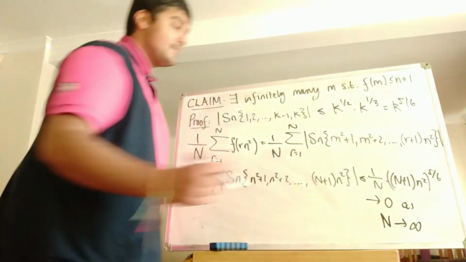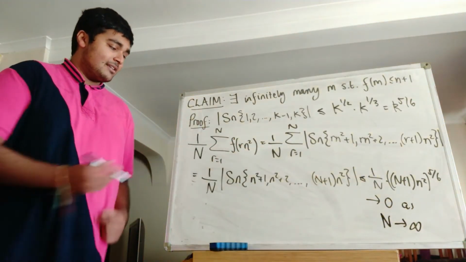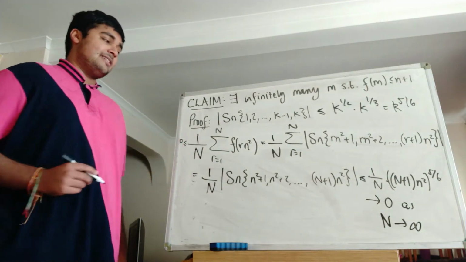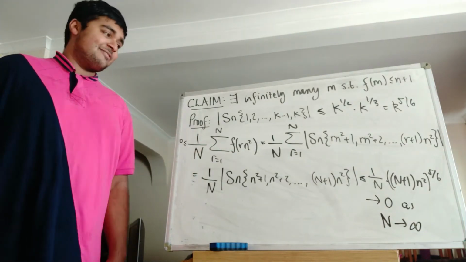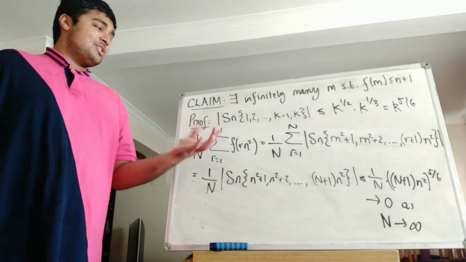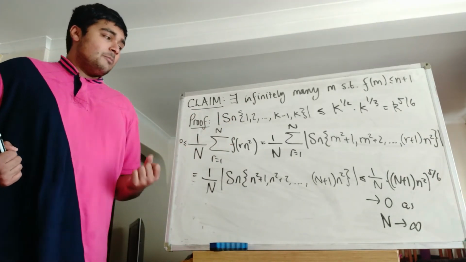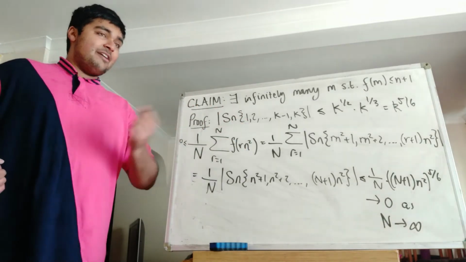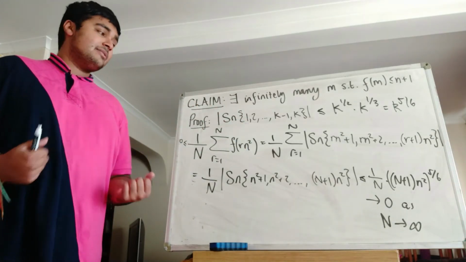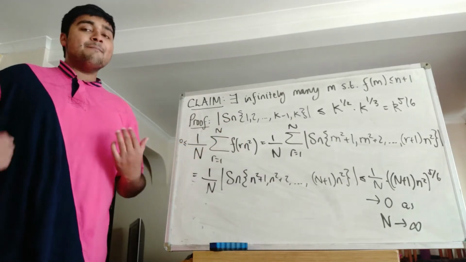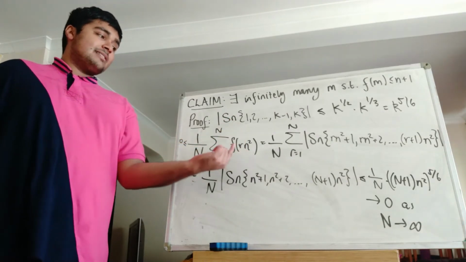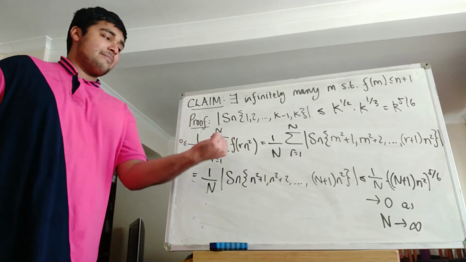So that of course means that, because this guy here is bigger than or equal to 0, because f is a non-negative function, by a sandwiching theorem, this thing here will tend to 0 as N tends to infinity. But for this guy here to tend to 0, remember f takes non-negative integer values. For this guy here to tend to 0, it must be that f(rn squared) is 0 for infinitely many r.